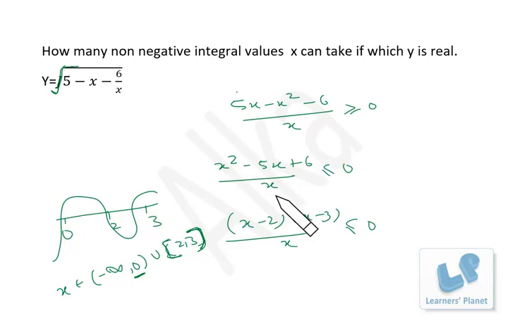So how many integral values x can take? We want x non-negative; below 0 all of them will be negative, but we are looking for non-negative. So how many values x can take? 2 and 3, just 2 values. Okay, so I hope this thing is clear.